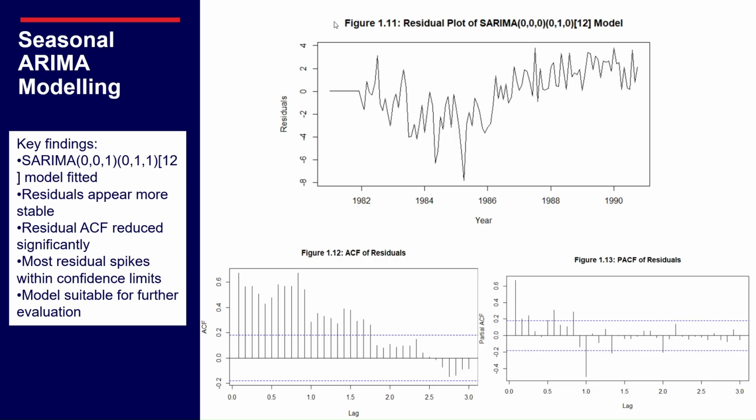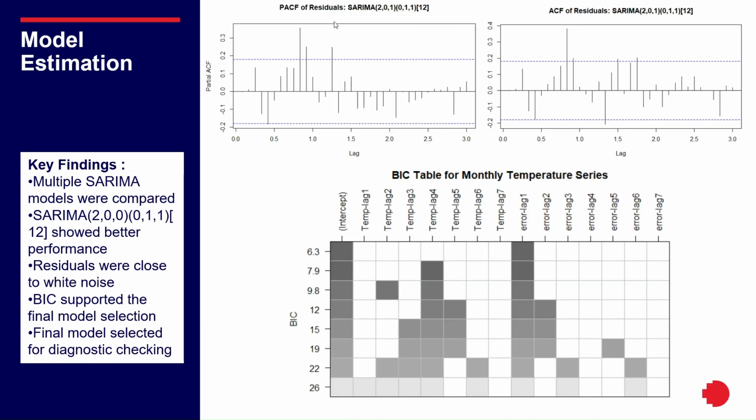This slide shows the seasonal ARIMA modeling stage. A SARIMA model was fitted and the residuals were checked using the residual plots, ACF and PACF. The purpose of this step was to check whether the model removed the remaining seasonal structure from the data. The residual appears more stable than the original series, but some autocorrelation still remained, so further model comparison was needed.